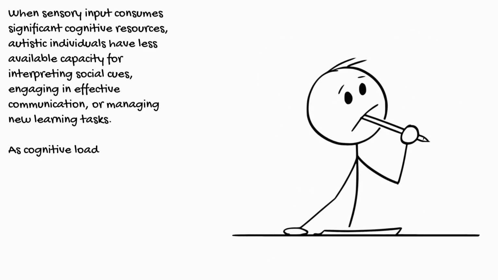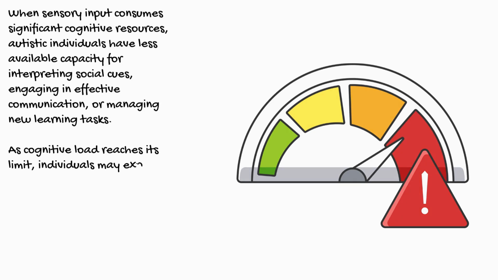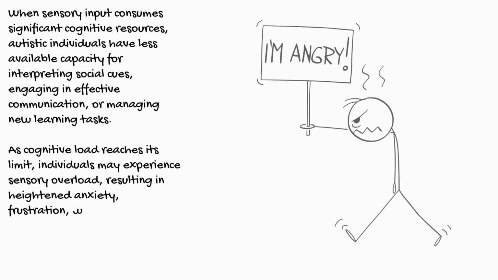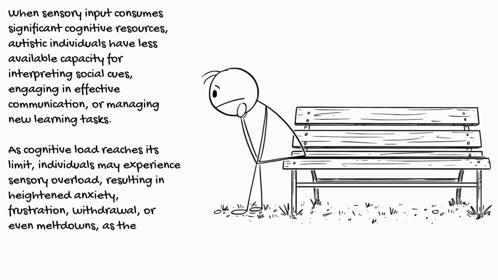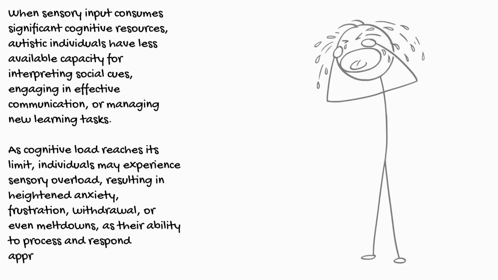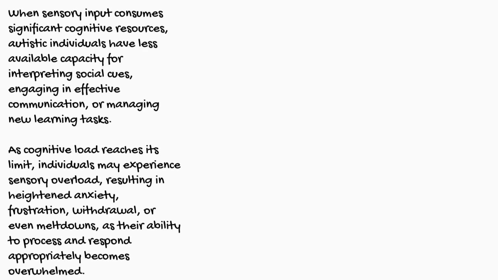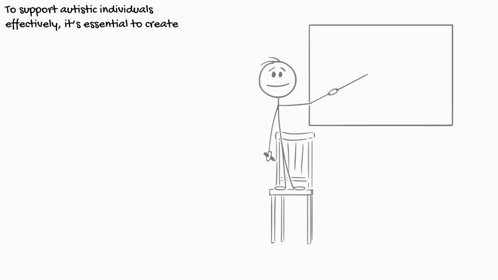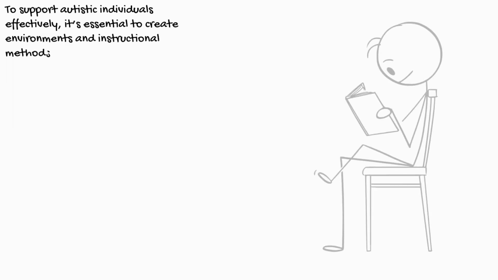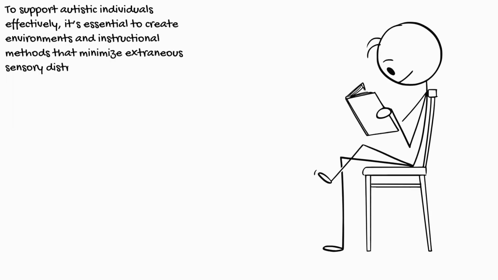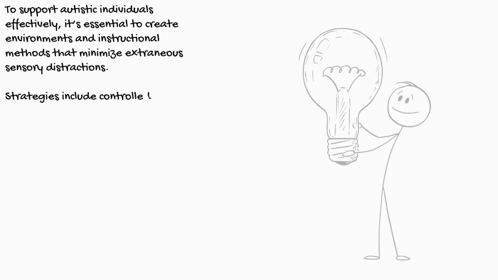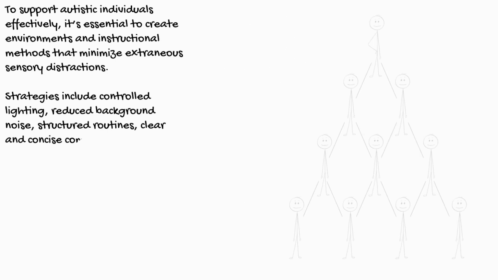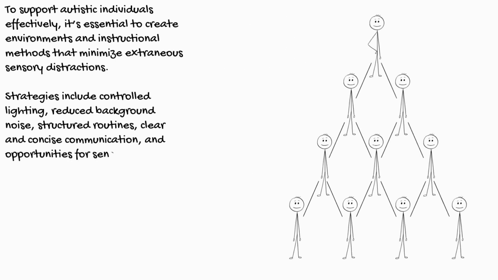As cognitive load reaches its limit, individuals may experience sensory overload, resulting in heightened anxiety, frustration, withdrawal, or even meltdowns as their ability to process and respond appropriately becomes overwhelmed. To support autistic individuals effectively, it's essential to create environments and instructional methods that minimize extraneous sensory distractions. Strategies include controlled lighting, reduced background noise, structured routines, clear and concise communication, and opportunities for sensory breaks.